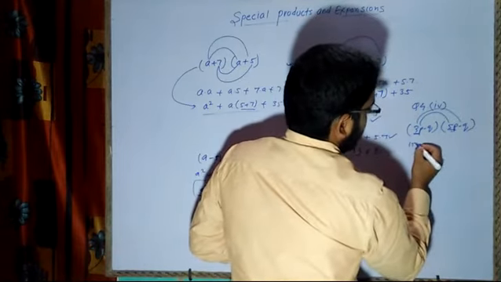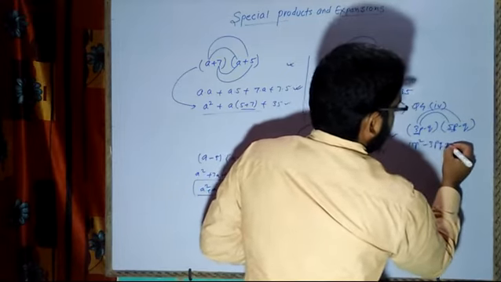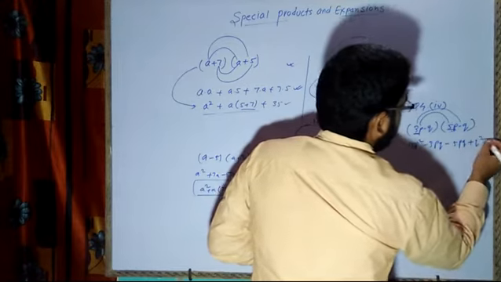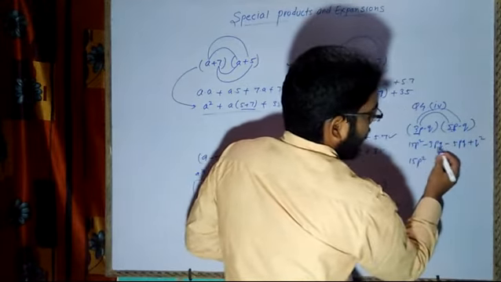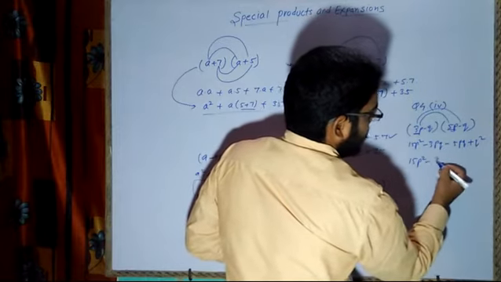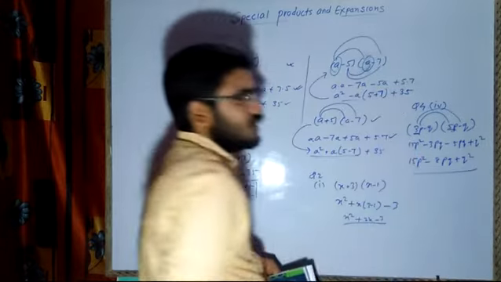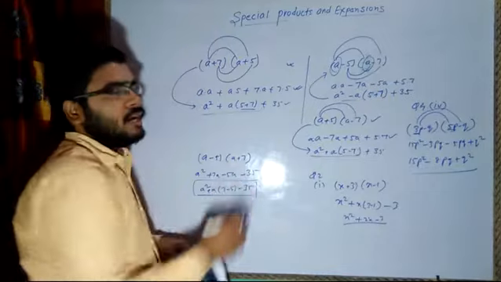So 3 into 5p square gives 15p square, then we will have minus 3pq, then minus 5pq plus q square. So can we simplify? Yes, 15p square minus 3pq minus 5pq will be equal to minus 8pq and then plus q square. So in this chapter we have to learn how to expand, how to multiply two binomials.